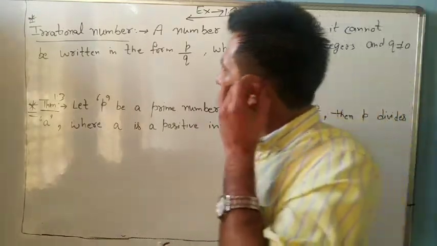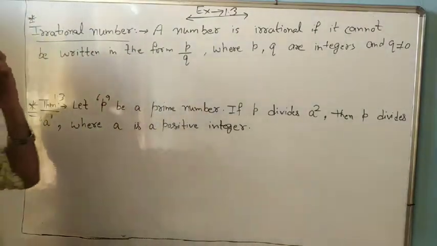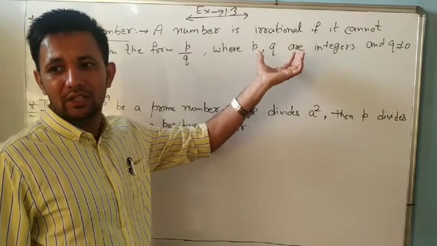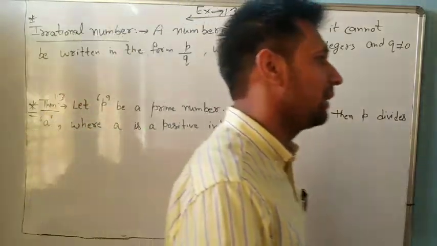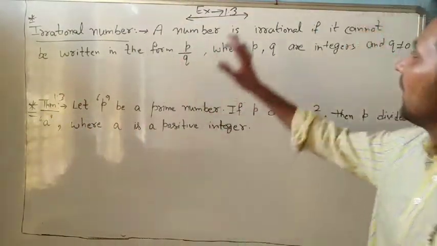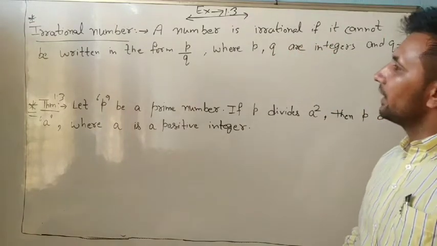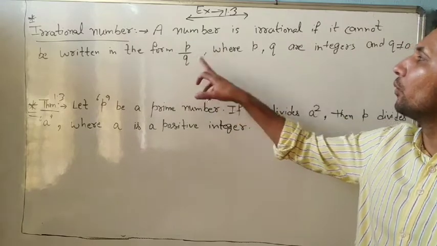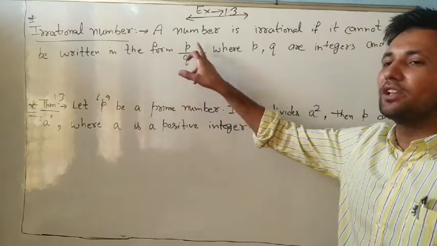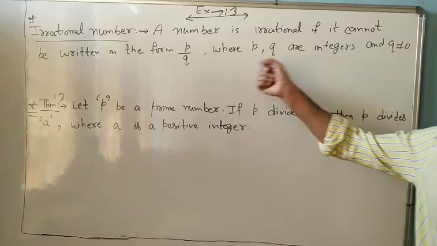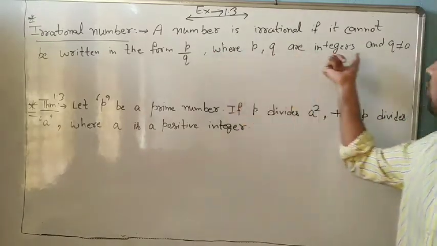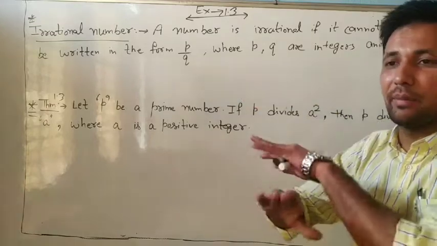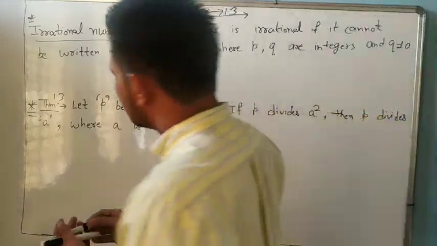Okay. So look, first is irrational number. We already learned irrational numbers in 9th class. Again, in brief, I am telling you what an irrational number is. A number is irrational if it cannot be written in the form p by q, where p and q are integers and q is not equal to 0. It means q is never equal to 0.